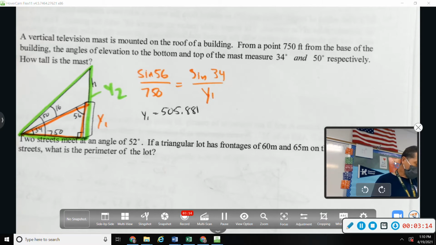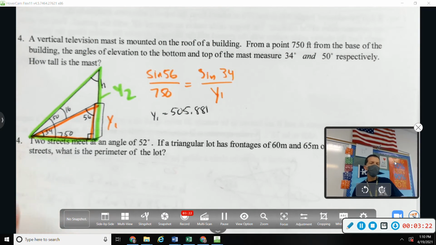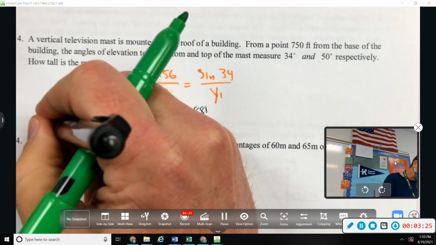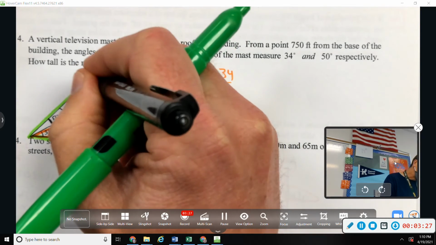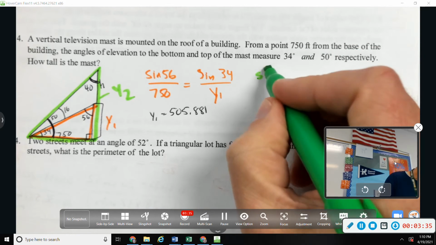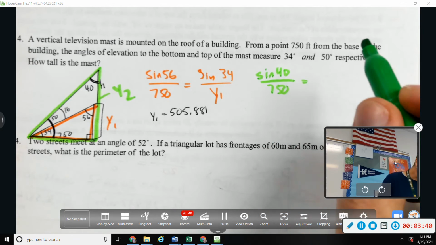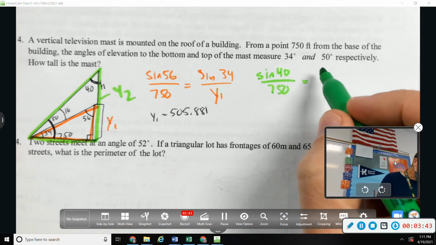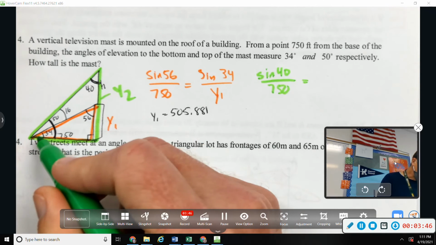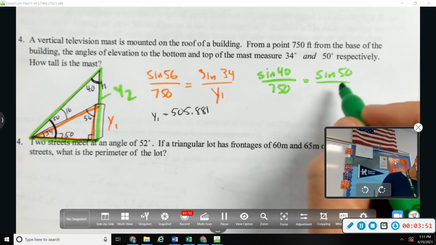Looking at the green triangle, let's see, that top angle would be, goodness, this is a lot of geometry, a lot of being careful here. So if this is 50, then this has to be 40 for that to be a right triangle, for the green triangle to work. So sine of 40 over 750 equals sine of 50 over Y2.